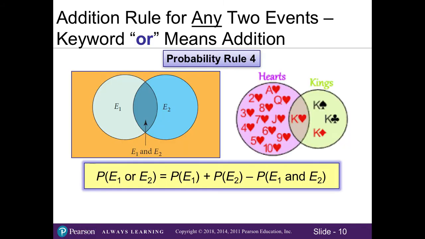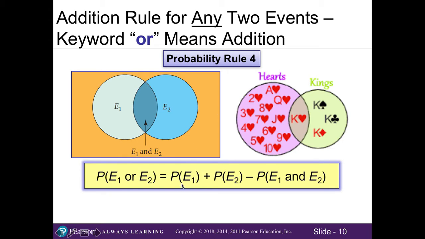Our probability rule number 4 is an addition rule for any 2 events. Here, when we talk about 2 events occurring, you'll see the word or, which means we add. So for instance, if you've seen a Venn diagram before where 2 areas overlap in the middle, where they occur jointly, we can see in our example, if we took a pack of 52 cards and wanted to see the probability of drawing hearts or drawing kings, we will notice that there's an overlap, that there is a king of hearts as well.